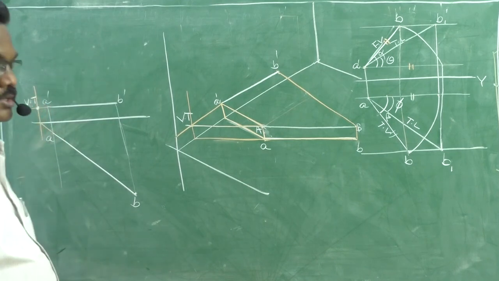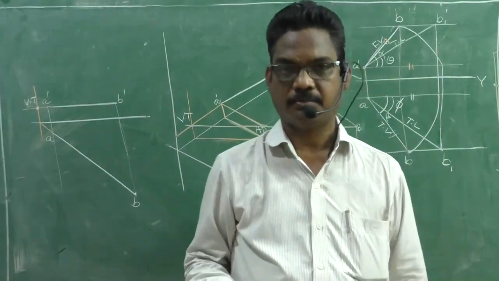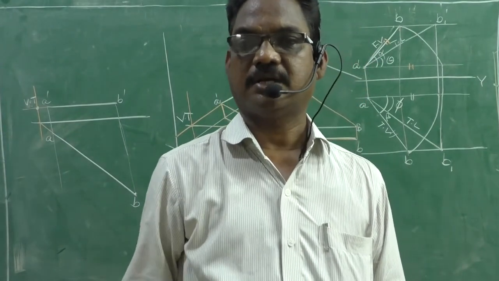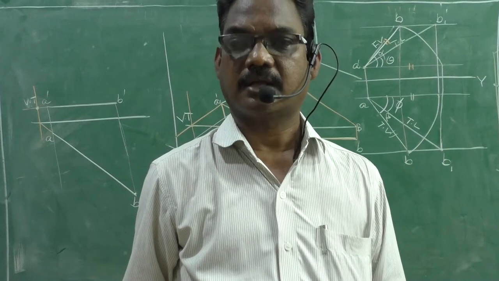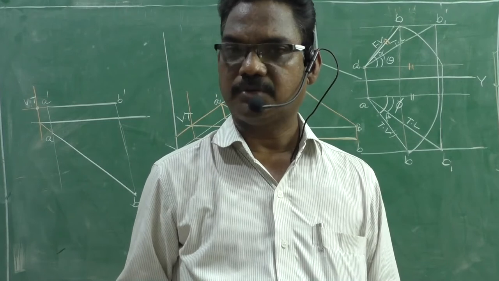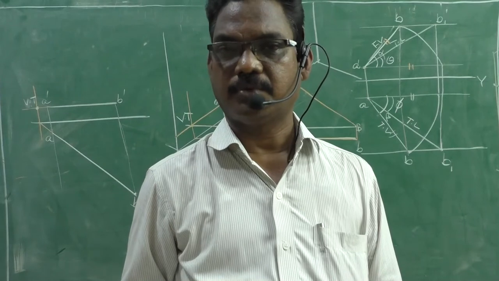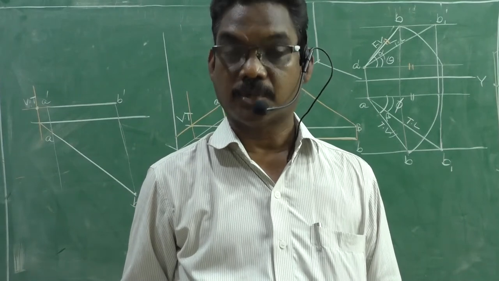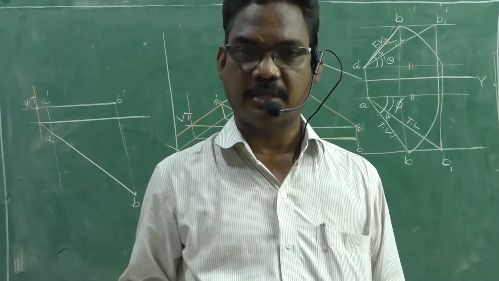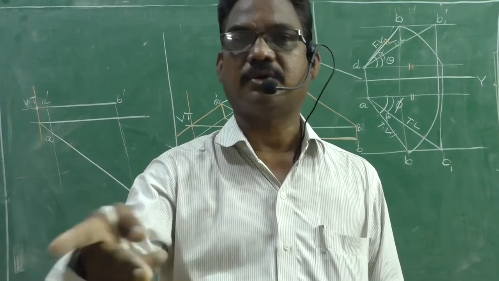Here, first we considered a line parallel to the horizontal plane, and we got the vertical trace. And second, we considered a line inclined with the VP. That is, inclined with VP gives us the vertical trace. A line inclined with HP and parallel to VP gives us the horizontal trace. Suppose the line is inclined with both the planes, then it has both horizontal trace and vertical trace.